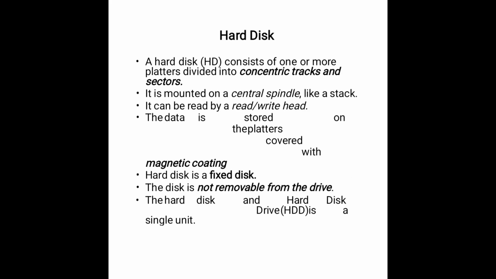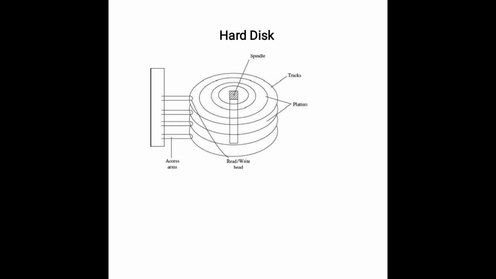The next one is the hard disk. It has a number of platters divided into concentric tracks and sectors, mounted on a central spindle, and it can be read by the read or write head. The data stored on the platter is covered with magnetic coating. A hard disk is fixed. The disk is not movable from the drive. This is an example of a hard disk.